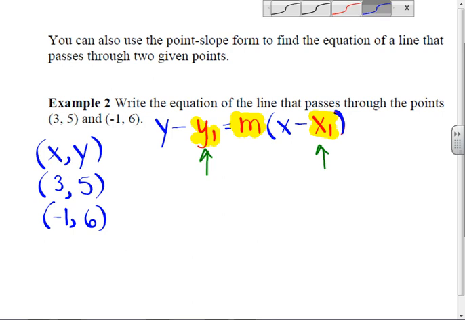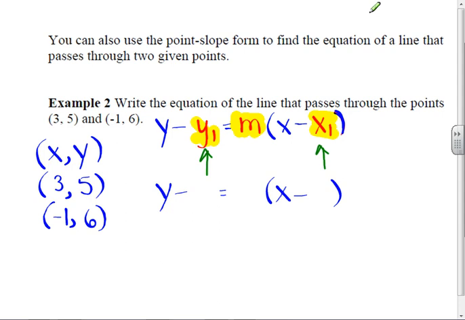Now, does it matter which point I use? What do you think? I'll just leave a little space there. Do you think it matters which point I use? They both lie on the line. No. So which one do you want to put in there? One's easier than the other, to be honest. I don't like the negatives. How about if we take the first one? Which is the y value? 5. So I'll put 5 here. And then we'll put in the x value, which is 3. And now I have to do the hard part. I have to find the slope.